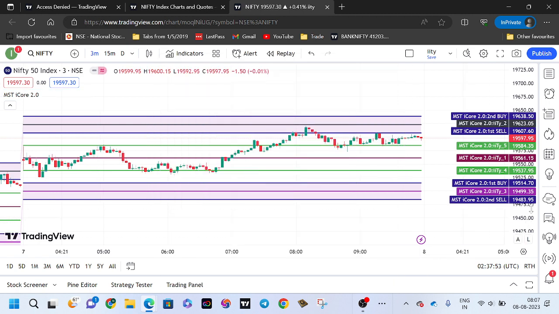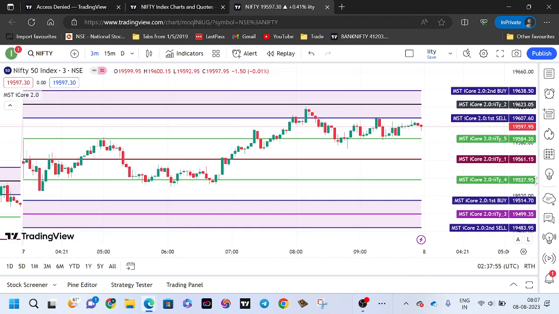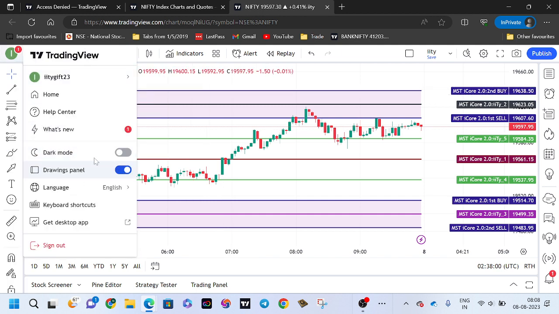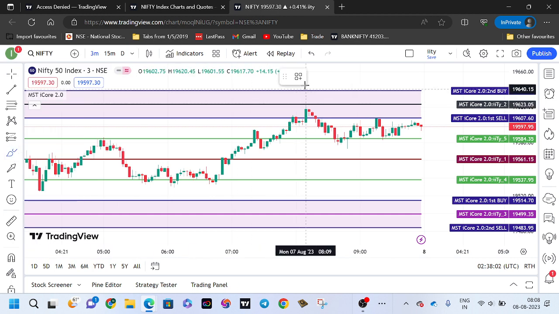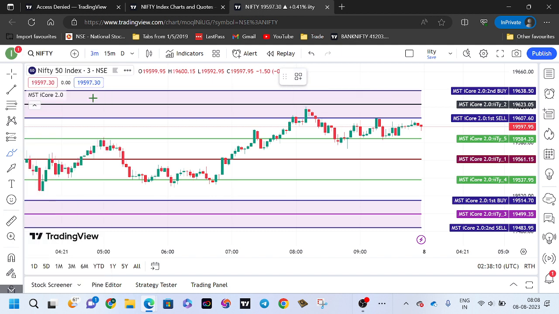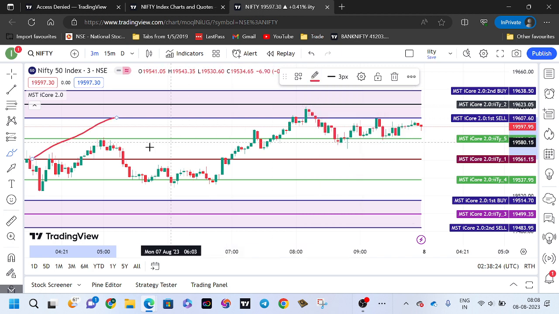Hope it is clear. So now what do we have to do? We know our trading strategy. What is the trading strategy? It is very simple. Once the market is opened, there will be 3 lines formed on the top side and 3 lines formed on the bottom side. So it is clearly formed.